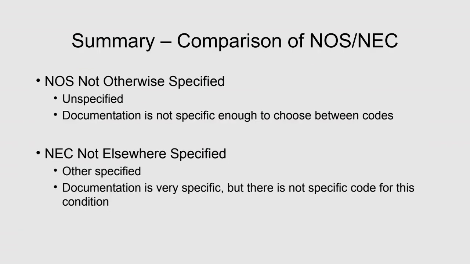So let's look at a summary of these. NOS is not otherwise specified. The documentation is unspecified, not specific enough to choose between two or more codes. NEC, on the other hand, not elsewhere classified, means the documentation is too specific. The documentation is very specific, but there's no specific code for this condition.